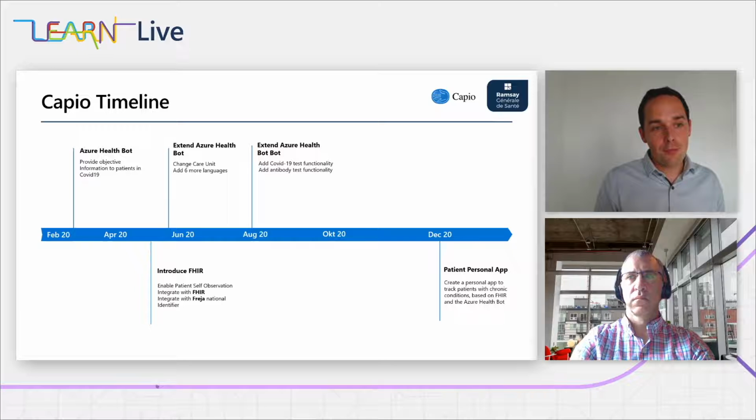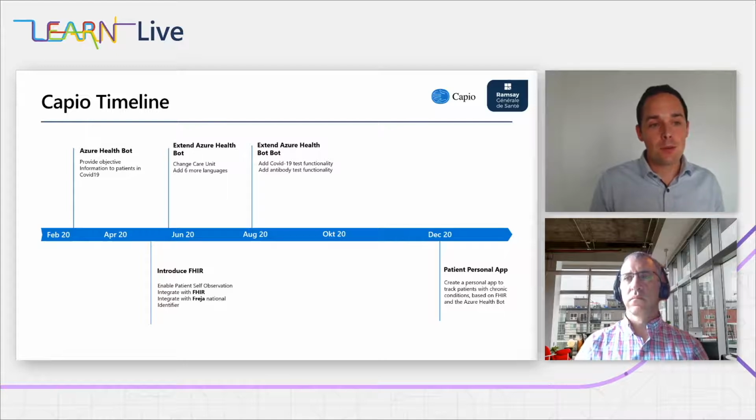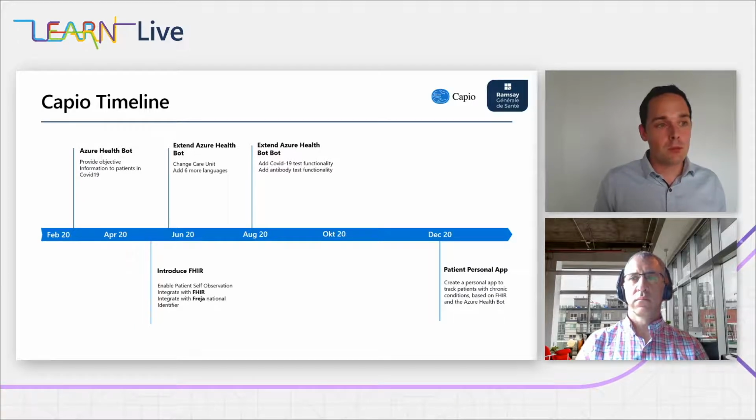And then they went a step further and added more functionality. So we had some observation, we had static information. Then they started to add how to change the care units, because everybody was at home, and Capio has a lot of care units, let's say physical units. When you move to another location, you need to change care units. But with COVID, you couldn't do that. So they added that functionality.